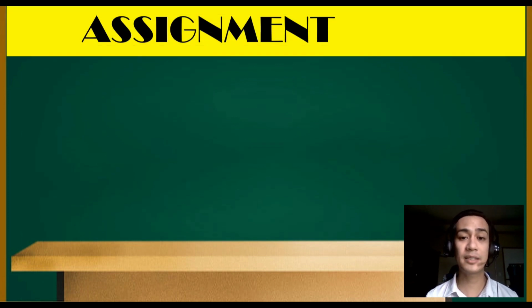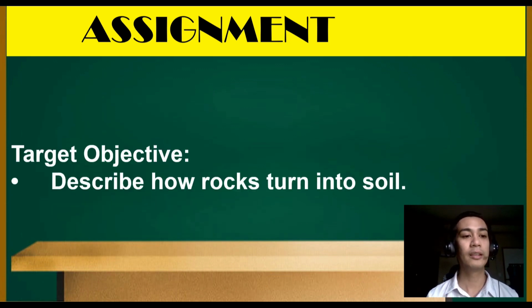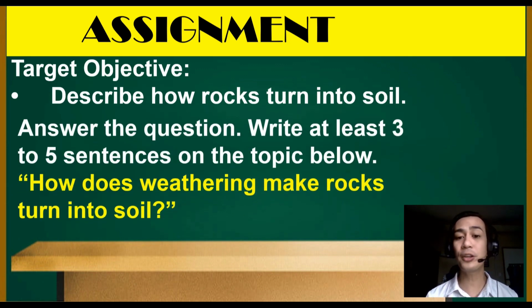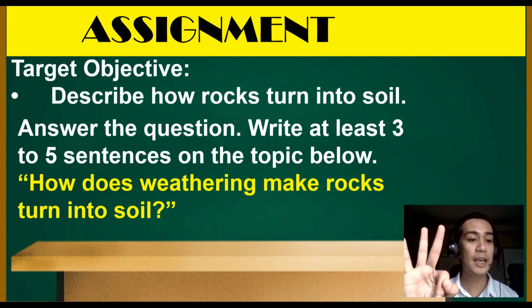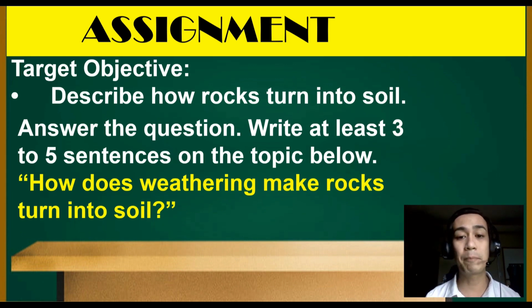So for your assignment, same thing. You just have to answer your assignment using your pen and paper, write it down, take a picture of it, and then send it to my messenger. So answer the question. Write at least 3 to 5 sentences on the topic that we have. How does weathering make rocks turn into soil? So you can pause the video if you need more time for that. All right, so shall we move on now? Okay.